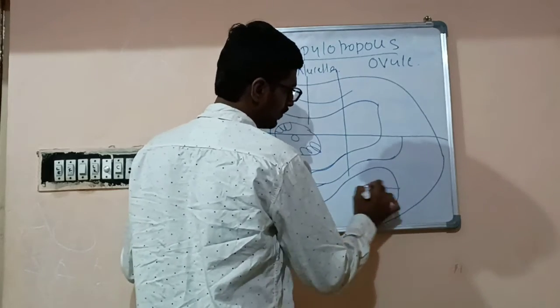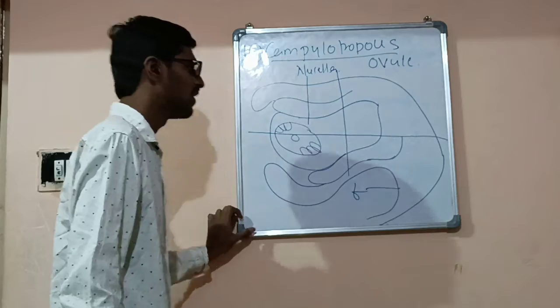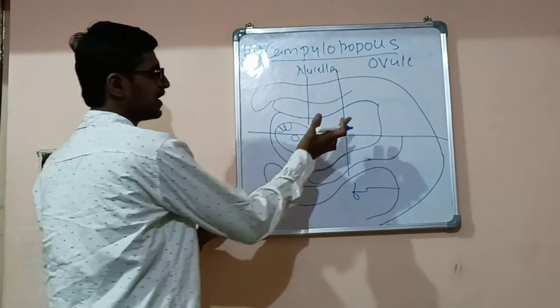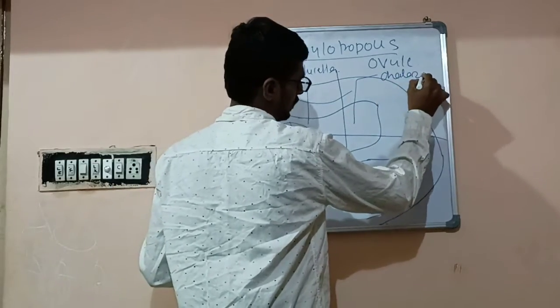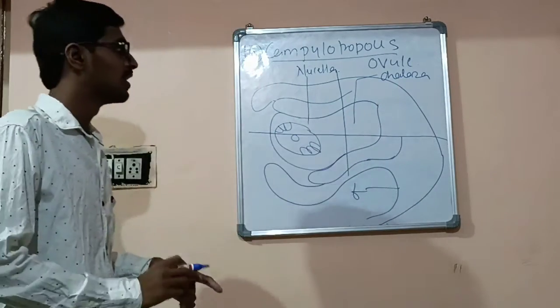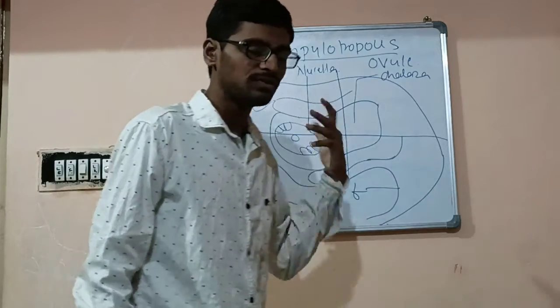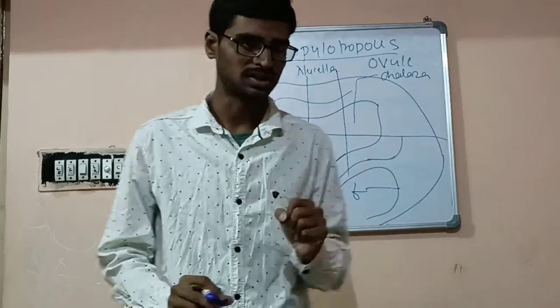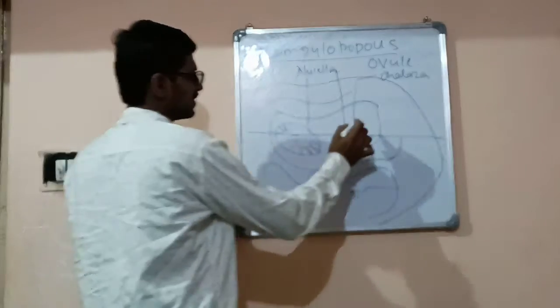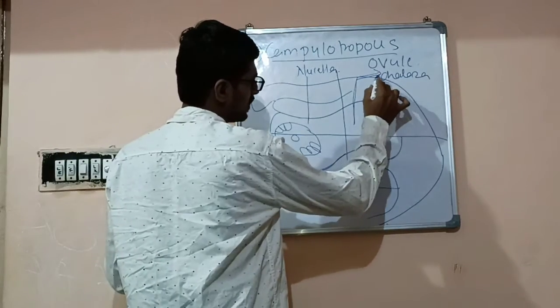This is called the funicle, and here is the basal part of the ovule. This is called the chalaza. You should remember that the basal part of the ovule must be the chalaza. That's why I have given the chalaza over here.